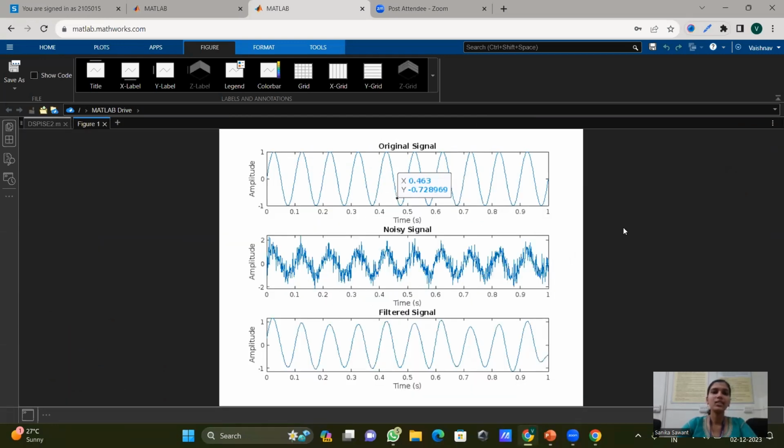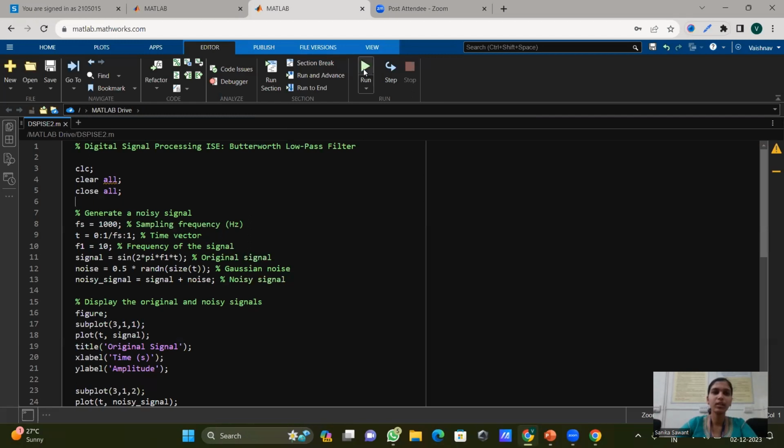So as you can see, first is the original signal which we have plotted, then second is the Gaussian noisy signal, and when we apply the Butterworth filter to this noisy signal, we get the filtered signal which is more than 90% similar to the original signal. So this is the working of Butterworth low pass filter.